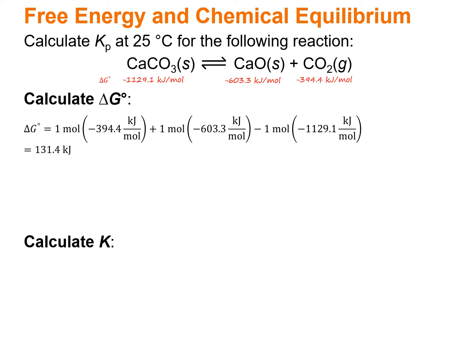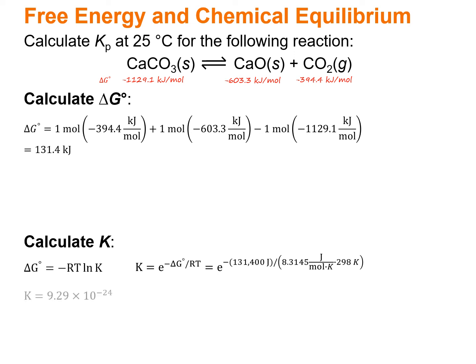Now if we want to calculate what K is, we have to recall that relationship, that delta G naught is equal to minus RT ln of K. We just rearrange that to figure out what K is. Solving for that, we end up with e to the minus delta G naught over RT. Notice I put the delta G term in joules, just to make sure that the joules cancel with the joules in R, the gas constant. Alternatively, you could put the gas constant in kilojoules per mole Kelvin. So we end up with e to the minus 131,400 joules divided by the product of 8.3145 times 298, and we get a value of 9.29 times 10 to the minus 24.